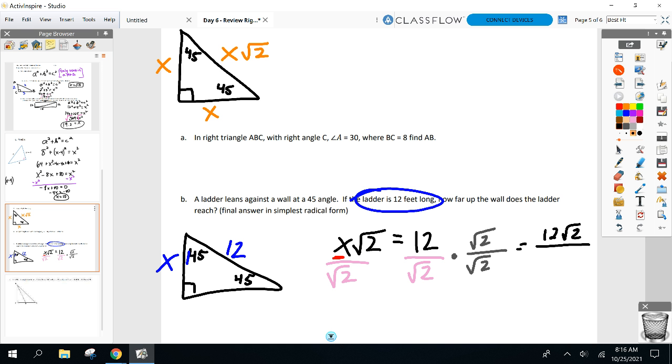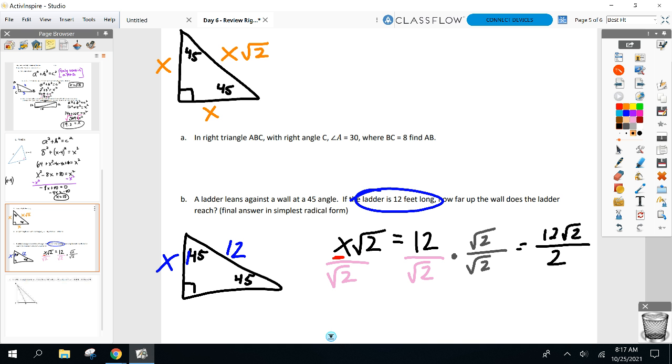What are you getting in your calculators? Radical 2 times itself. Number 2, right? Yep. So radical 2 times radical 2 is just 2. No more radical, right? But there is one more step. That's not simplified all the way.